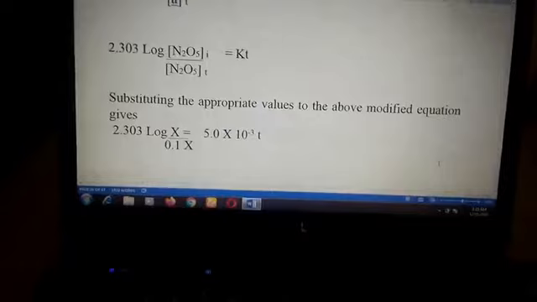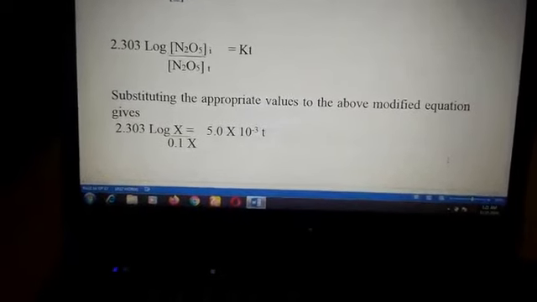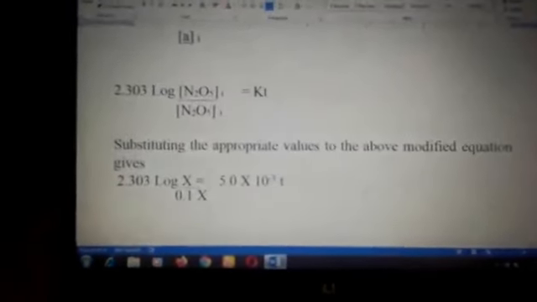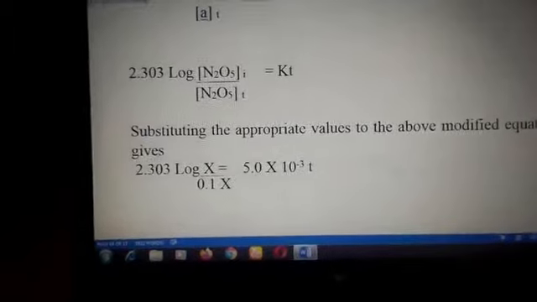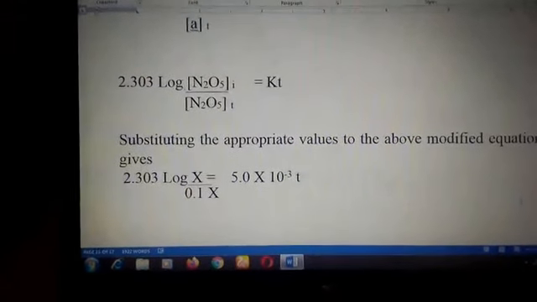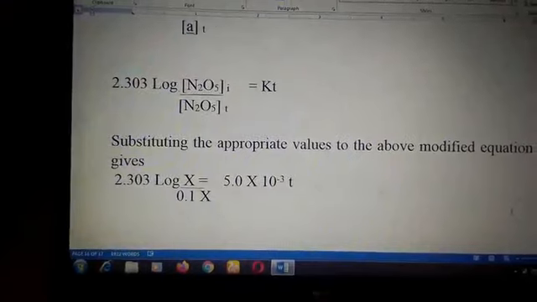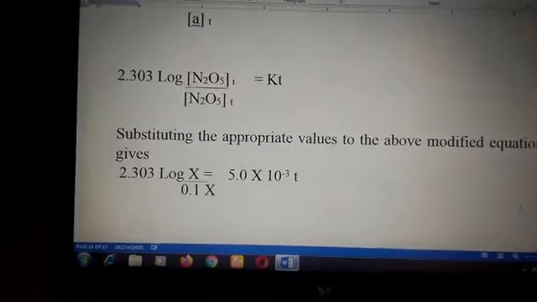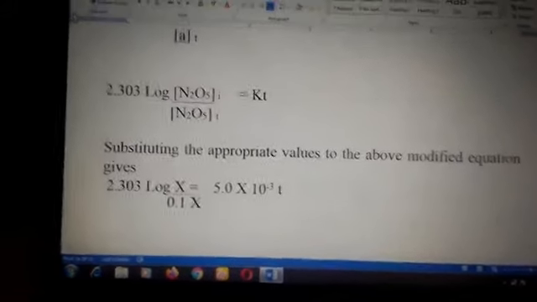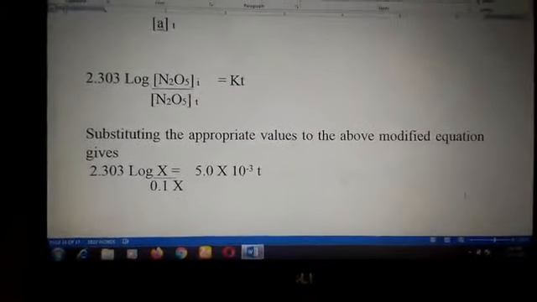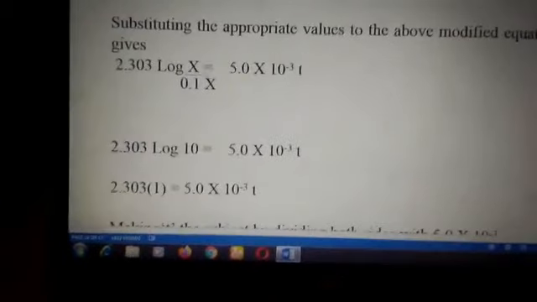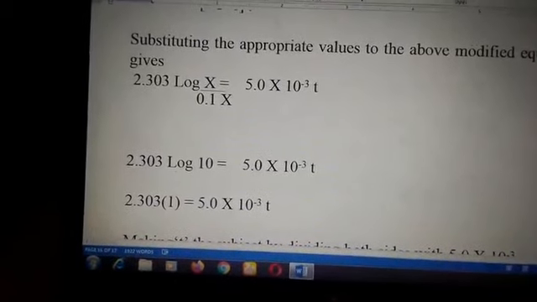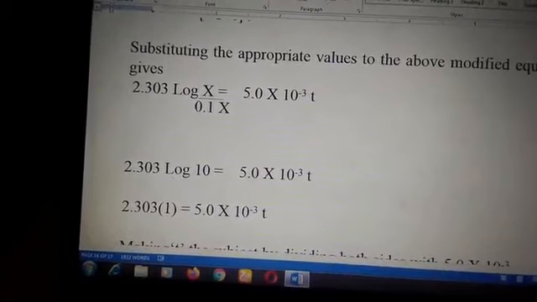Substitute the appropriate values into the above modified equation. Remember that we took the initial concentration of N2O5 as S. So we're going to have 2.303 log S all over the concentration after some time T, which is 0.1 S because it's 1/10 of the initial, as we explained before, equal to 5 × 10^-3 (the rate constant) multiplied by T. We're looking for time T. From that expression, S cancels S, remaining 1 over 0.1, and 1 over 0.1 will give us 10.